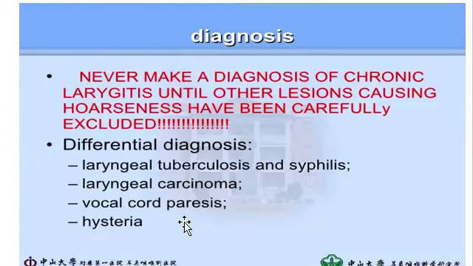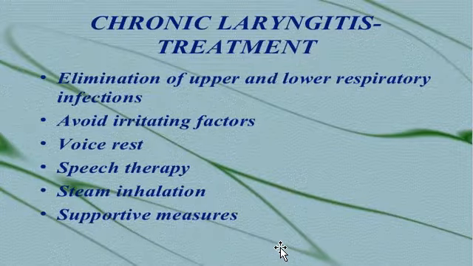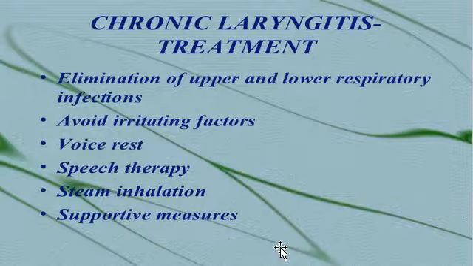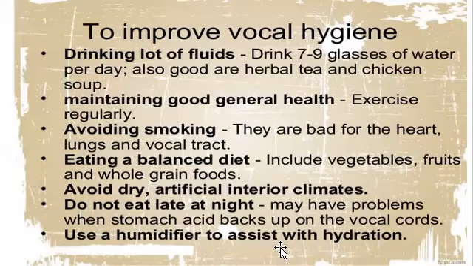But never make a diagnosis of chronic laryngitis until other lesions causing hoarseness have been carefully excluded. Differential diagnosis should be with laryngeal tuberculosis and syphilis, laryngeal carcinoma, vocal cord paralysis, and hysteria. The treatment of chronic laryngitis includes the elimination of upper and lower respiratory infections, avoiding irritating factors, voice rest, speech therapy, steam inhalation, and supportive measures.